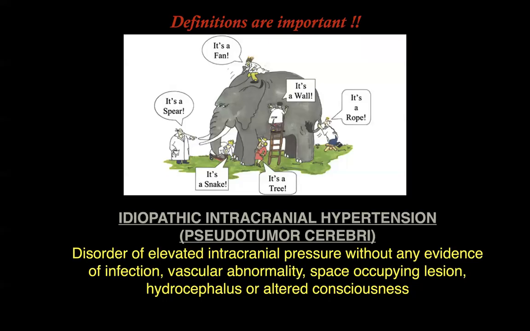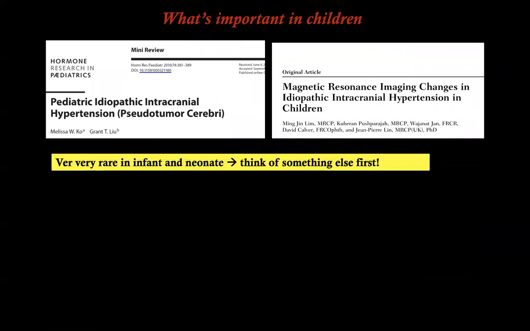What about the hypertension? The first thing we need to know is the definition. Idiopathic intracranial hypertension, pseudotumor cerebri, is a disorder of elevated intracranial pressure without any evidence of infection, vascular abnormality, space-occupying lesion, hydrocephalus, or altered consciousness. But you can have abnormality in the MR, and you can have abnormality in the neurological examination. First of all, it is very rare in infants and neonates. So if you are thinking pseudotumor cerebri in a neonate or infant, think of something else first.